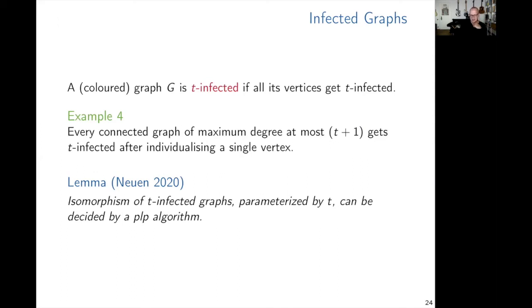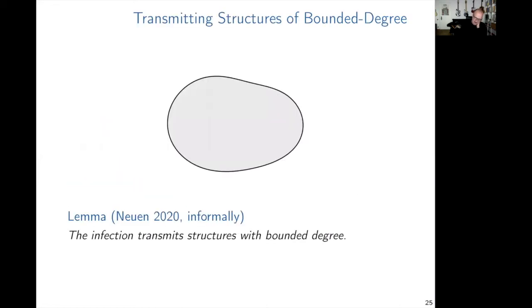But I can't tell you how it's obtained. It's basically building on the bounded degree work. Okay, and Daniel actually proved a little more that will be important for us: that when this infection spreads, it transmits structure of bounded degree, or it transmits these gamma D groups, if you will.